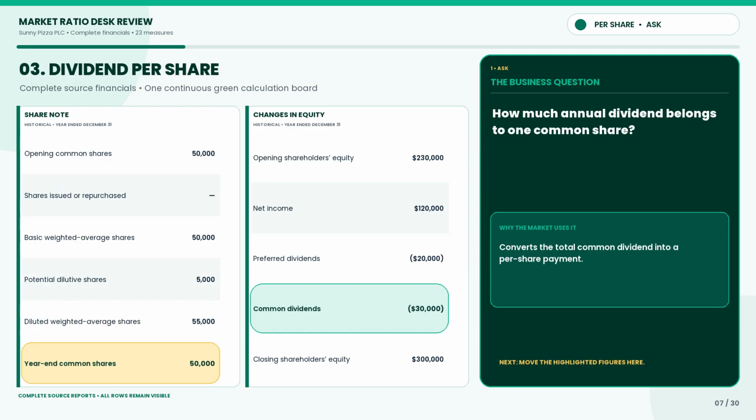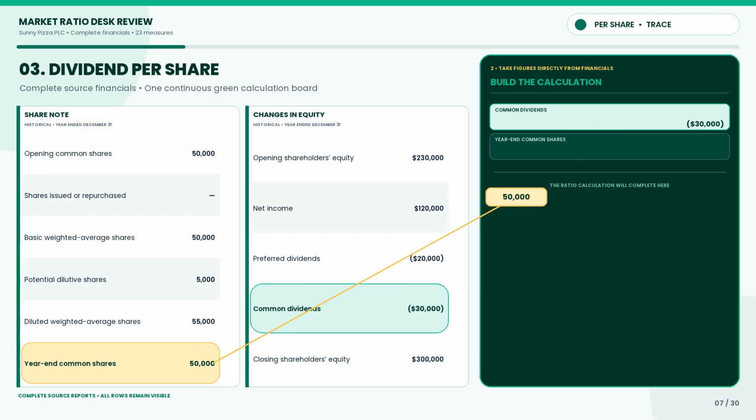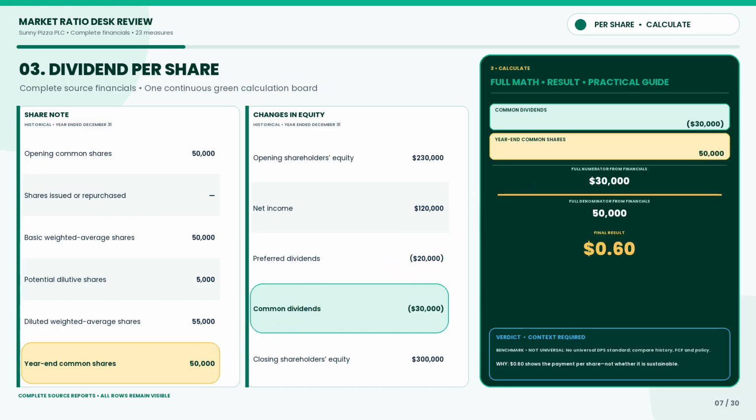How much annual dividend belongs to one common share? This converts the total common dividend into a per-share payment. Take common dividends of $30,000 from changes in equity. Divide by 50,000 common shares in this stable share example. Dividend per share is 60 cents. 60 cents of DPS means each common share received 60 cents of declared annual dividend in this simplified example.